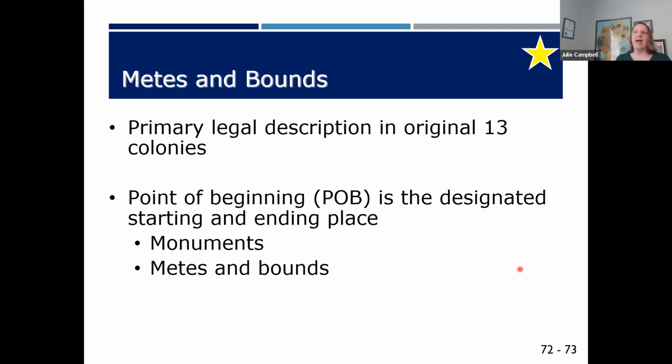Metes and bounds is actually the calls, 180 degrees southwest, for example. Good news is we don't need to know that language because we're not in surveyor school. But what we do understand is that metes and bounds is the calls, it's the directions. How many degrees and what direction, north, south, east, or west.